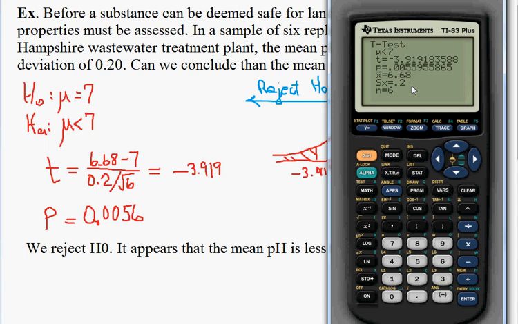And so from here, we would make the decision based on our preference of the value of alpha as to whether or not to retain or reject the null hypothesis. So it does not compute the critical value, at least not on the TI-83, but it does compute the p-value, and so from this we could make the decision.